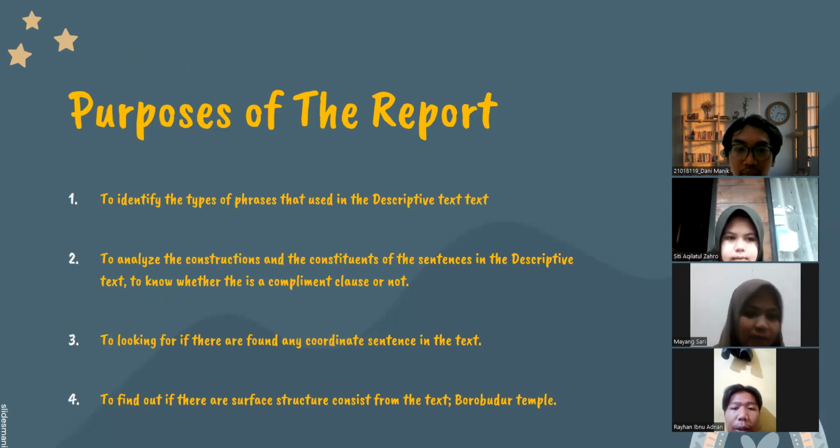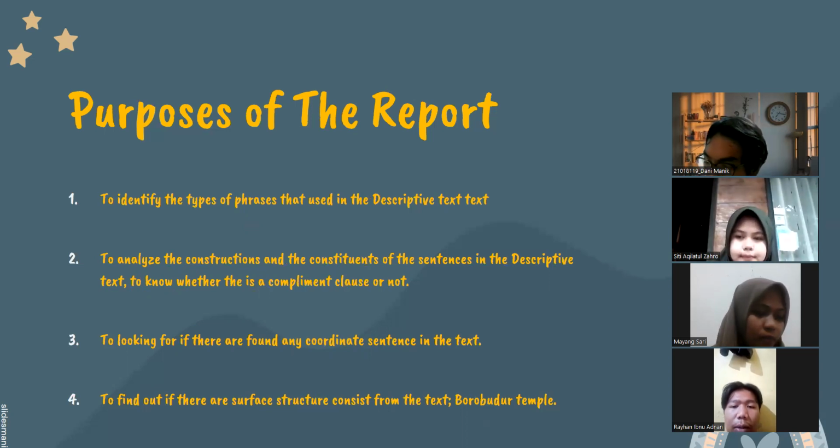Number one is to identify the types of phrases used in the descriptive text. Number two, to analyze the construction and the constituents of the sentences in the descriptive text to know whether there is a complement clause or not. Number three, to look for any coordinate sentences found in the text. Number four, to find out if there are surface structures in the text. Borobudur Temple. Back to moderator.